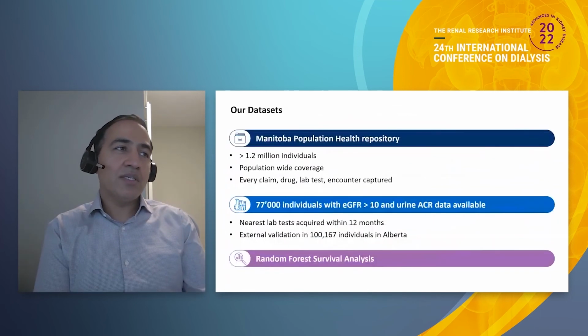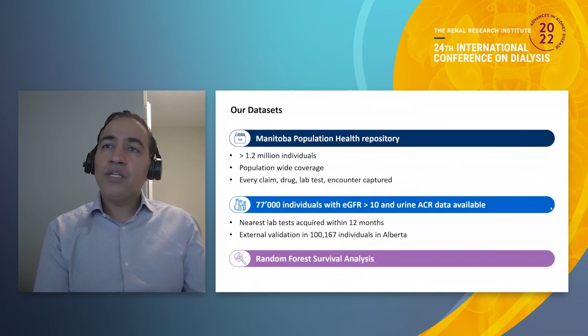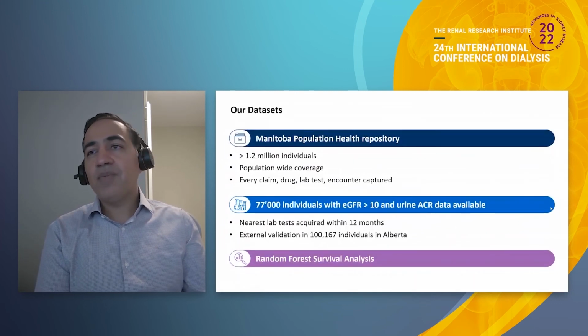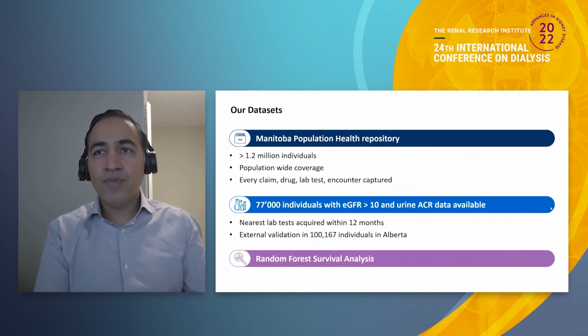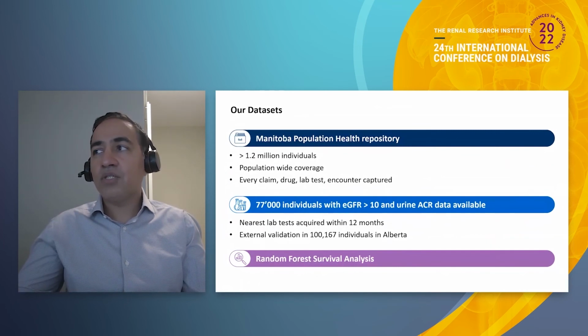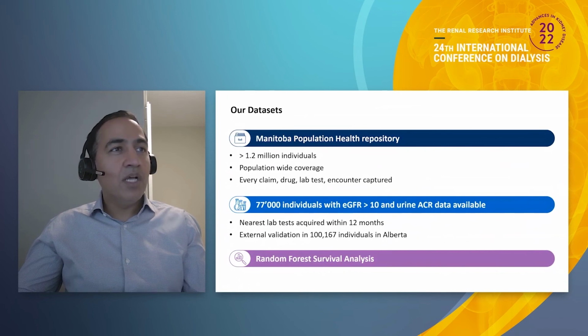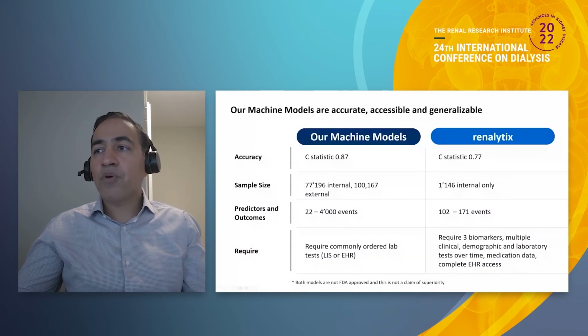So how did we do this? We used data from 1.2 million individuals, population-wide coverage, every claim, lab test, encounter captured in Manitoba, and then we validated in 100,000 patients in Alberta. So we developed in 77,000, validated in 100,000 using a machine learning model called random forest survival analysis. Let me show you how we stack up against a proprietary biomarker-based model. So our models have a C-statistic of 0.87. The Renalytics, which is a proprietary machine learning-based biomarker model, has a C-statistic of 0.77.